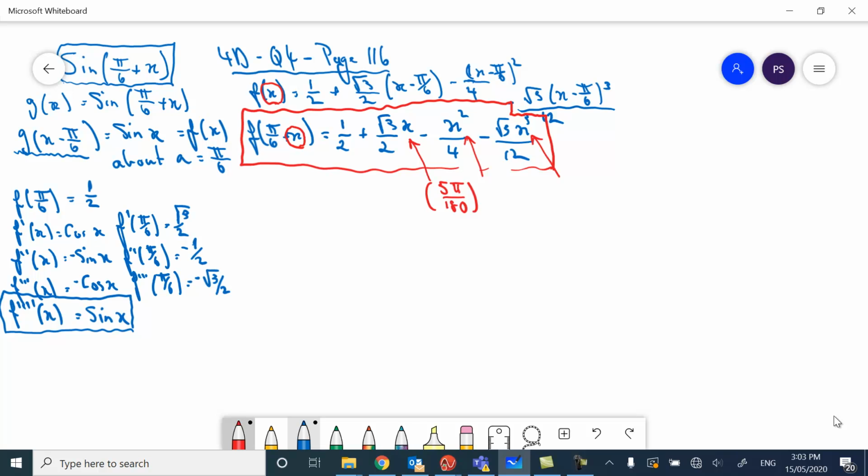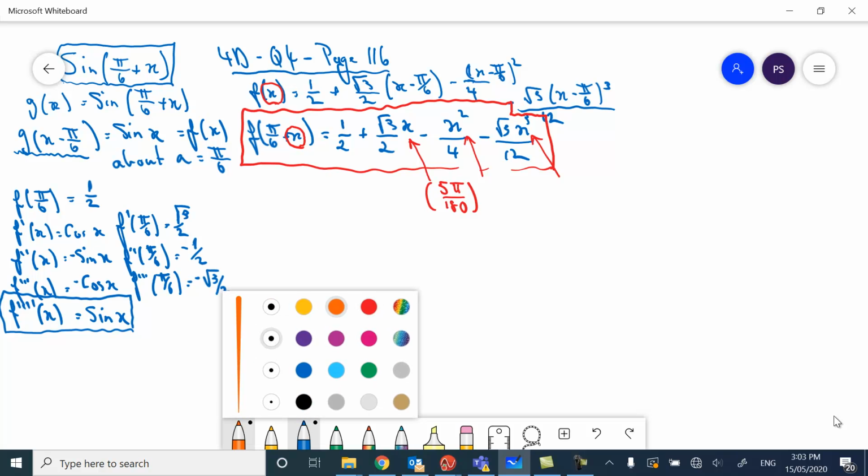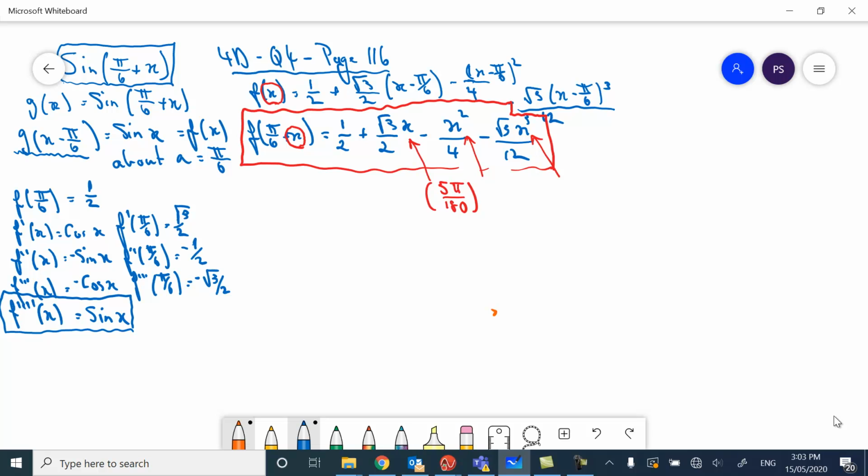So I'll just swap my pen here. I might go orange. Can I go orange? Yep, I've got orange. So what I've got is my Lagrange, which is R3 x equals the fourth derivative, with some value c in there. And then I've got x minus pi on 6 to the power of 4. And then I've got to divide that by 4 factorial. Yep. So the fourth derivative is sine x.